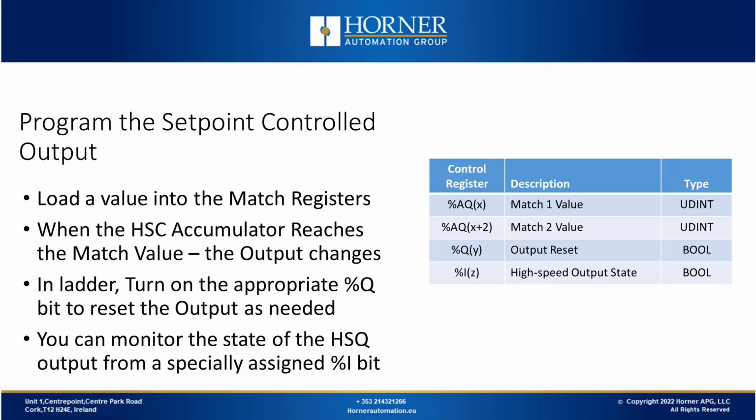Another thing you may want to do is to find the %I bit that has been assigned so that you can monitor the state of the high-speed output. You won't actually use the Q1 or Q2 bit, for instance, to see whether that match has happened, and instead you're going to use an assigned %I bit. Again, you can find this information in the chapter of your user manual for your particular OCS that covers the high-speed I/O.